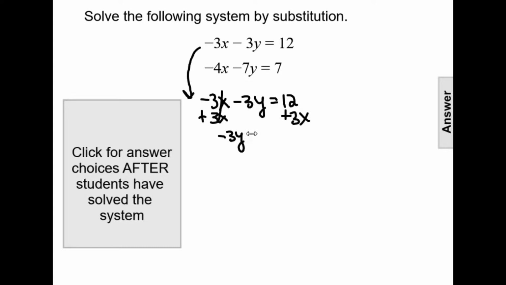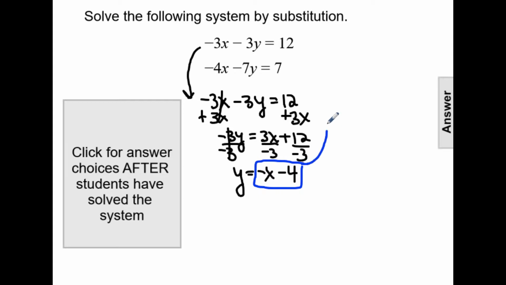So -3y equals 3x plus 12, and dividing by -3, y equals -x minus 4. I can now take that expression and substitute it in for y in the other equation. So that would give me -4x minus 7, not times y anymore, but -x minus 4 equals 7.